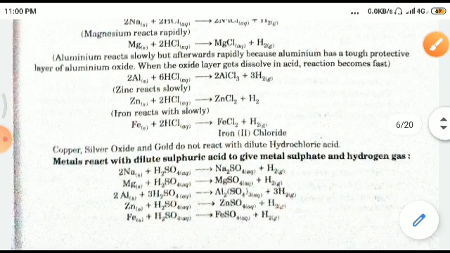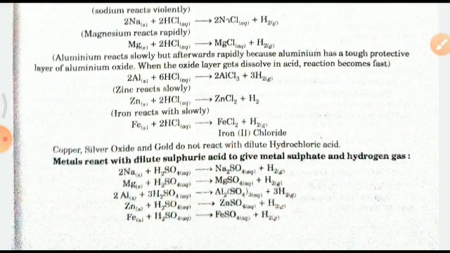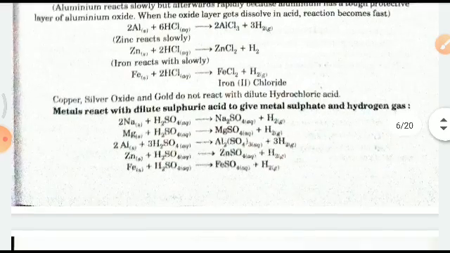Metals react with dilute sulfuric acid to form metal sulfate and hydrogen gas, right? They form metal sulfate and hydrogen gas. As you can see from this chart, 2Na plus H2SO4 will form Na2SO4 plus hydrogen.